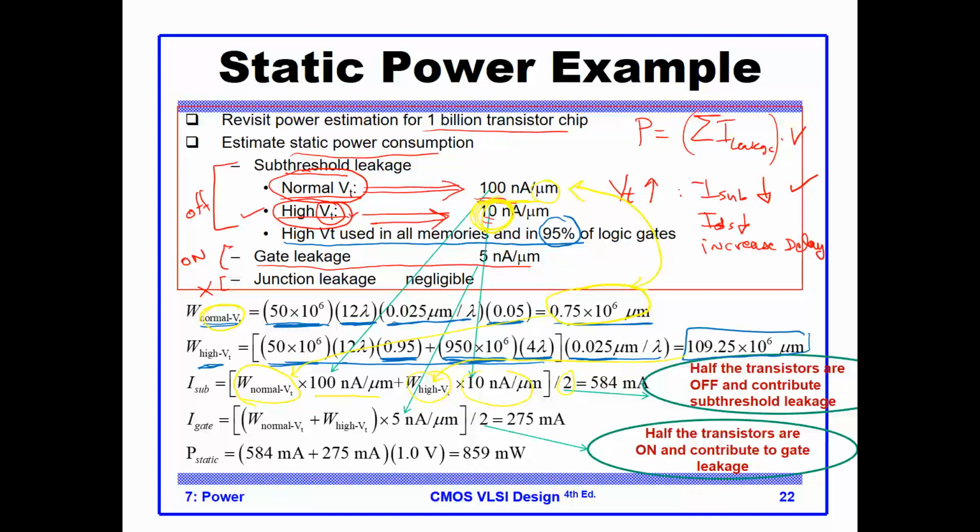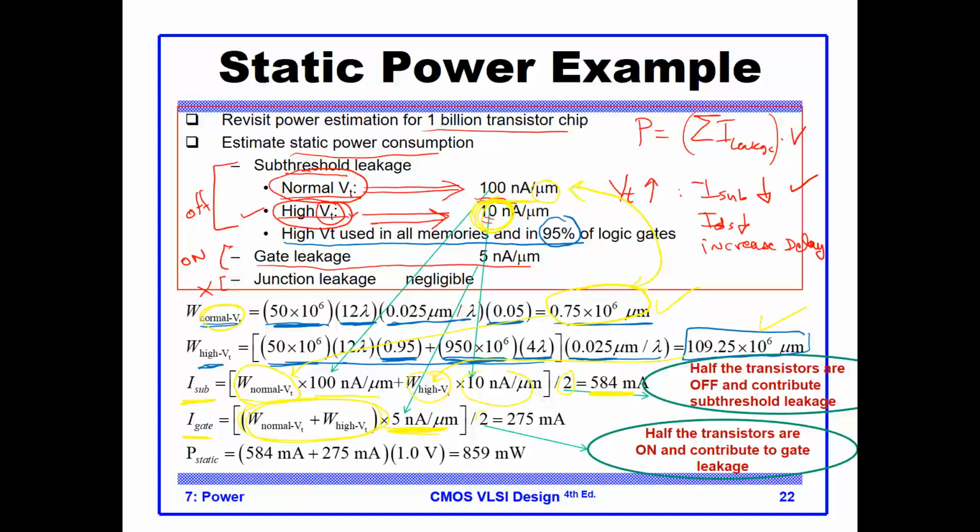So that gives me what? The subthreshold leakage for the entire circuit. Now for the gate, it's a little simpler because all the devices will leak 5 nano per micron. So if I add this one and this one, I will get the microns for the entire devices, multiplied by the conversion factor.